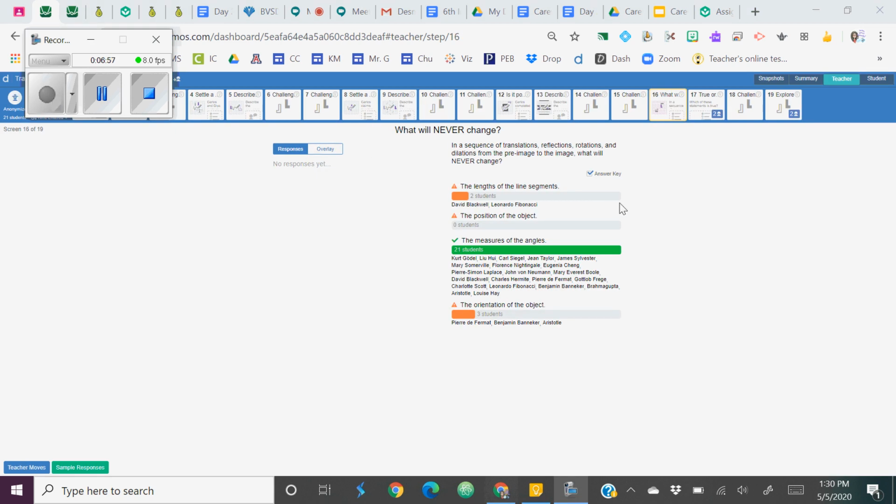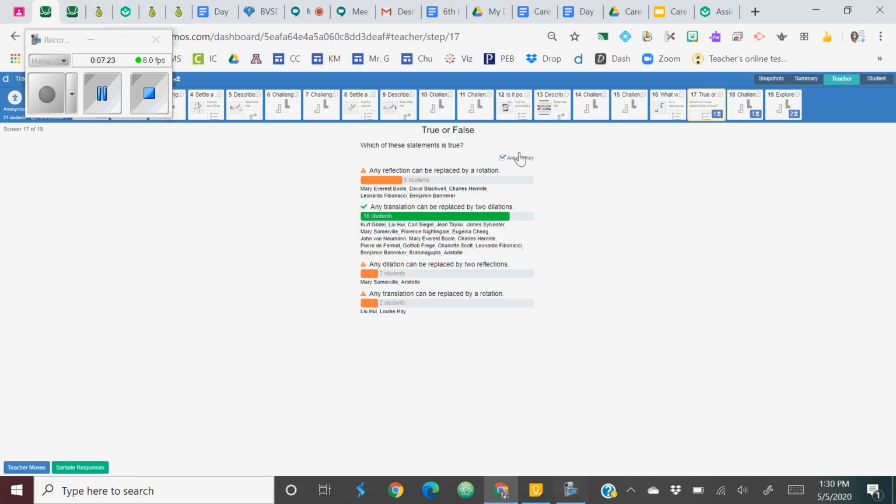And then slide 16 and 17, the correct solution was, and we talked about this one in 3rd period a little bit, in a sequence of translations or reflections or rotations, that would always make something congruent. So everything about the shape size is the same. But once you put dilations in, the only thing that is guaranteed to be the same is the measure of the angles. And then on this last one here, any translation can be replaced by 2 dilations.